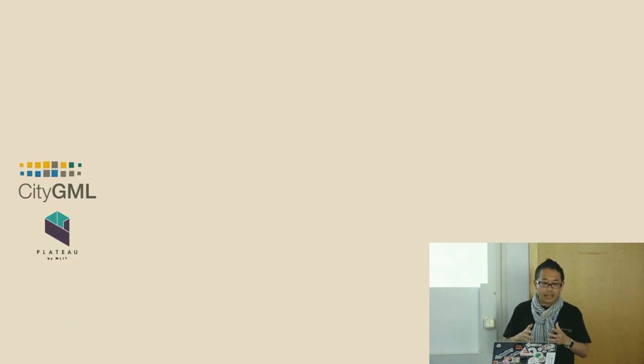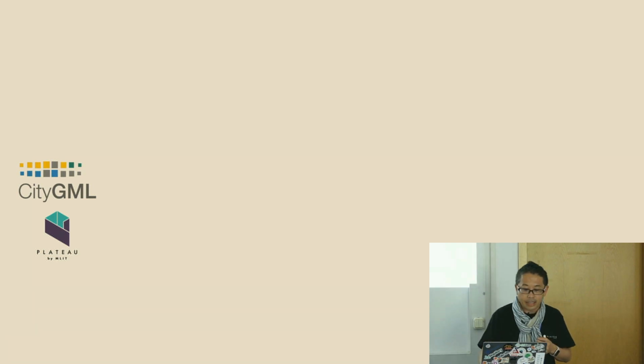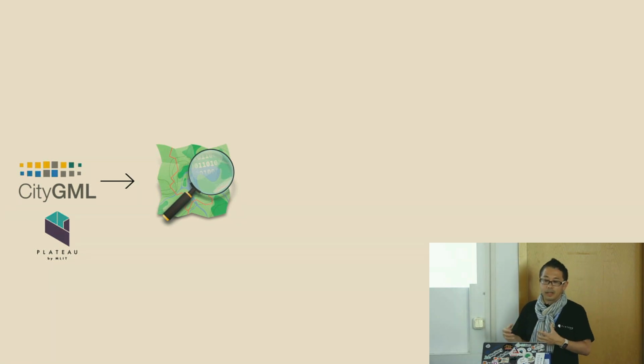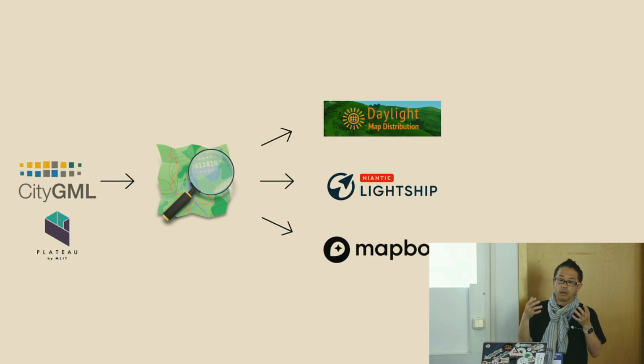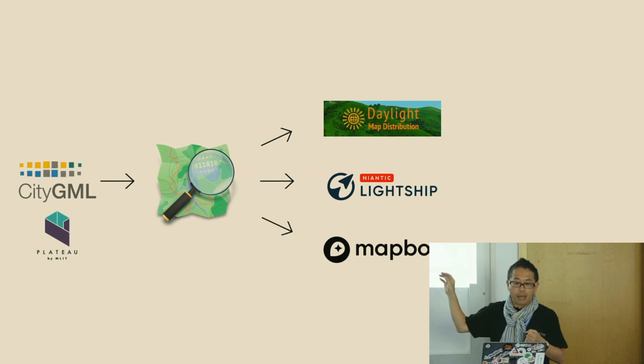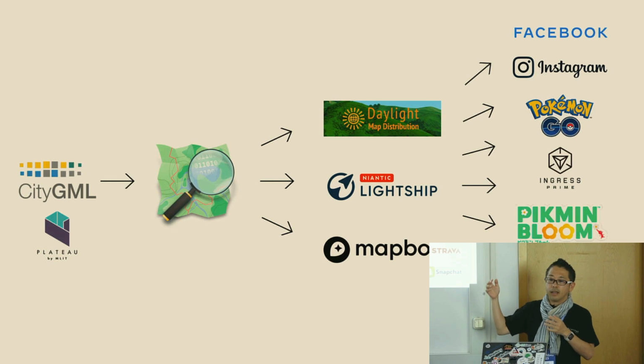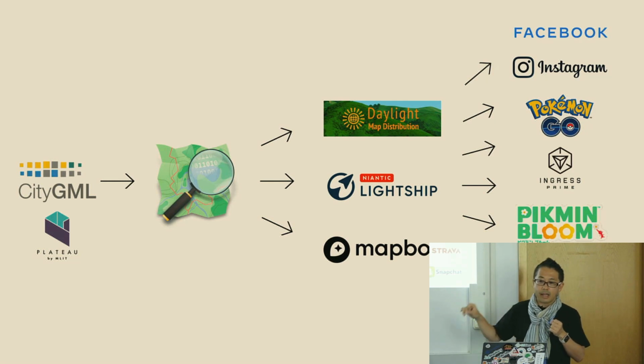And as I already said, PLATEAU raw data is defined in the CityGML data format, and we converted it to OpenStreetMap data. You know, OpenStreetMap is open data. Many companies and many map platforms use it, for example map distribution by PLATEAU, Niantic Lightship, and Mapbox. So the data will be transported to those map platforms. And then maybe via Lightship, by Niantic, Pokemon Go will come to use the new building data.